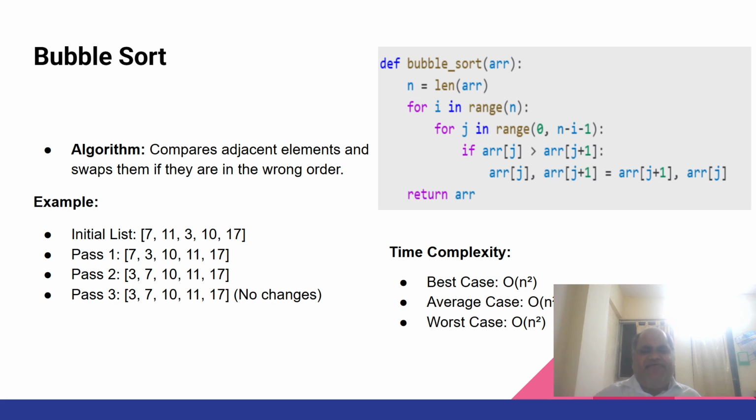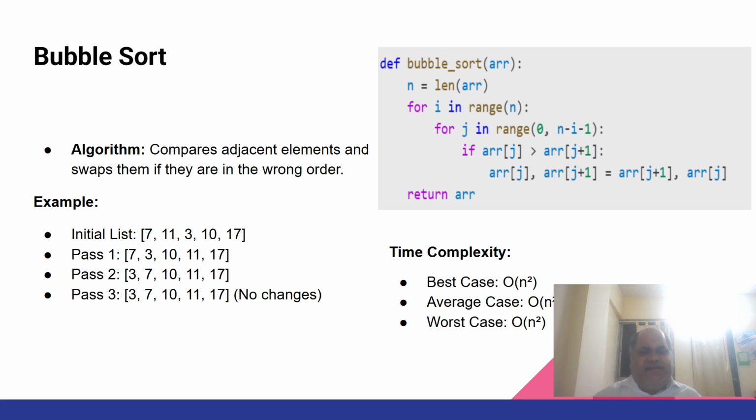And if there are any out of order, those elements will be swapped at each place. So by the end of the day, your biggest element will be at the end. Then what will happen in the next iteration? Your i will become 1, and when i is 1, your j will go till n minus 1 minus 1, that is n minus 2. Why n minus 2? Because the n minus 1th element is fixed.